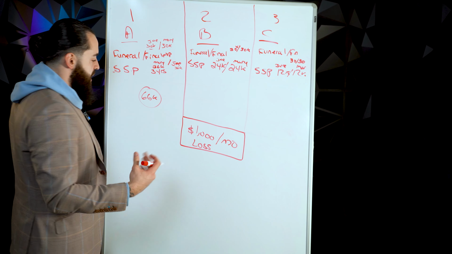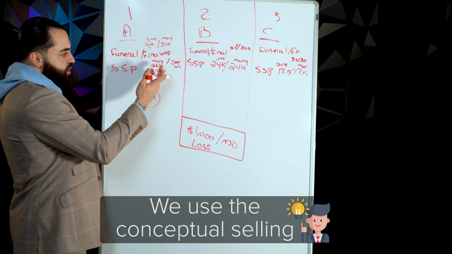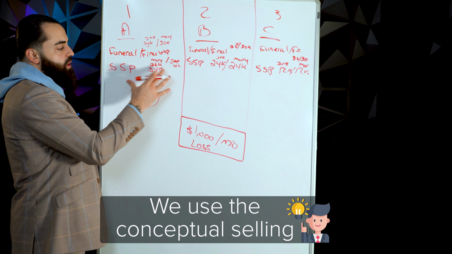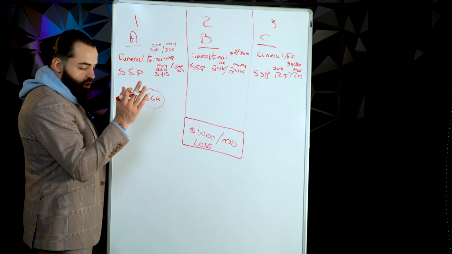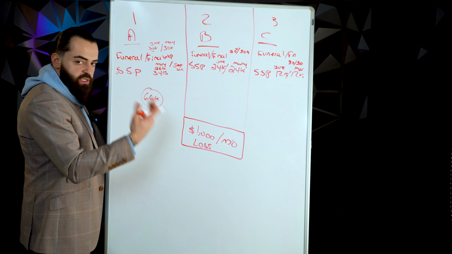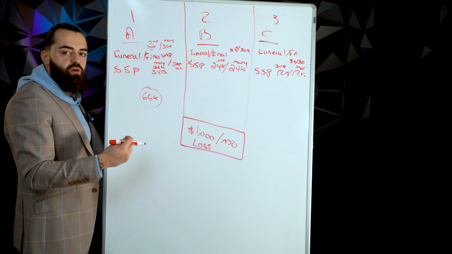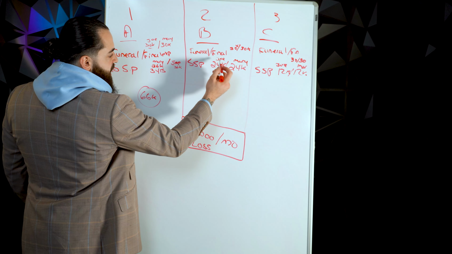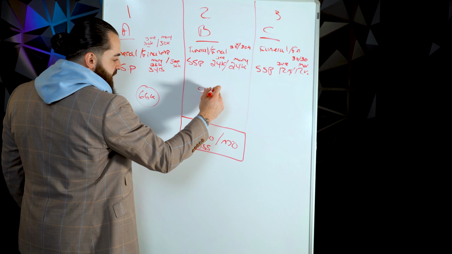But instead of saying, hey, I'm here to sell you $66,000 worth of coverage, we use the conceptual selling. We use a little story, we emphasize the urgency, we emotionally influence each spouse, and we don't just throw a number at them. This way, we go through the entire sales process so that we have a higher chance of closing them. Here we have 30K and 24K. We have $54,000 of coverage total.